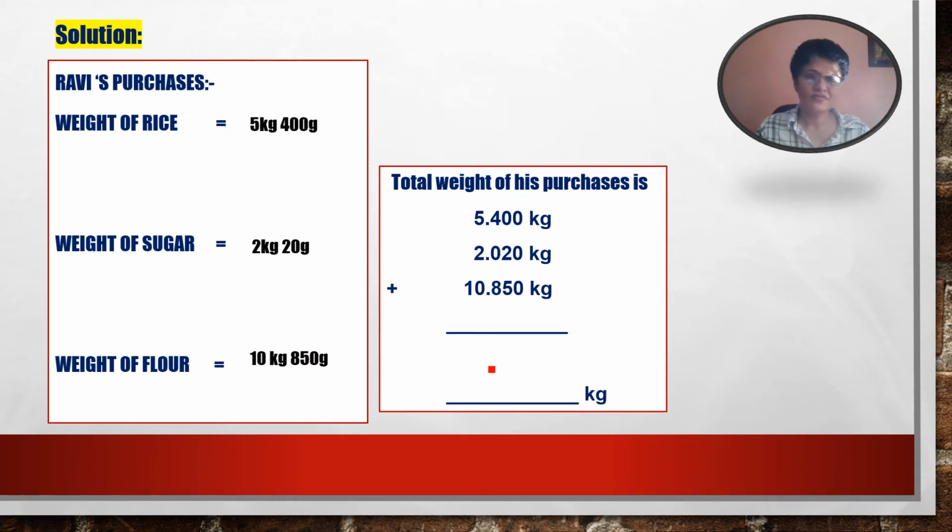So children, the first thing you have to do is write the statements for the question, because this is a statement sum. So we would say Ravi's purchases, and you will write weight of rice because it's about rice, weight of sugar, weight of flour. These three things you will write, and you will also write that it is 5 kg and 400 grams, 2 kg and 20 grams, and 10 kg and 850 grams. So this thing is clear.